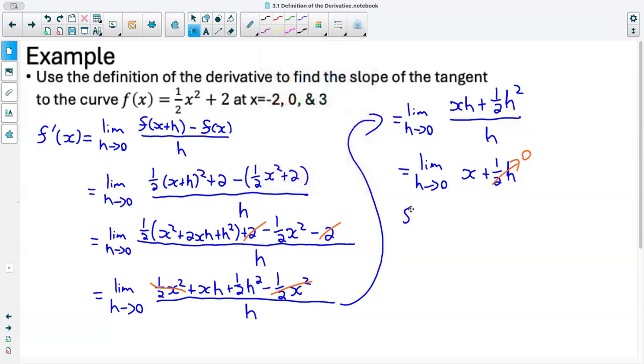So in this case, our f prime of x is just equal to x. So if we want to find our slope at these x values, we can just substitute directly in. So f prime of -2 would just be -2. F prime of 0 would just be 0. And f prime of 3 is going to give us 3.